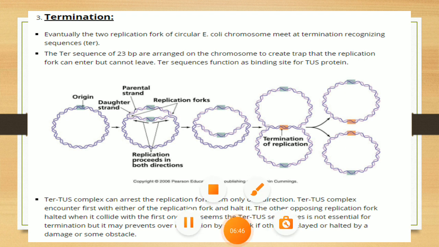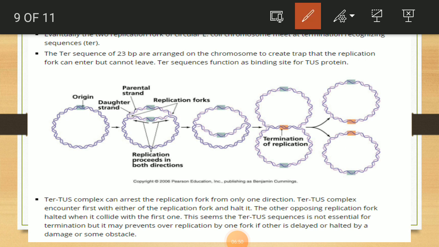Finally is the termination. In termination, eventually the two replication forks of the circular DNA molecule in E. coli stop at the termination recognizing sequence that is commonly known as the Ter sequence. The Ter sequence is 23 base pairs arranged on the chromosome and creates a trap for the replication fork. The sequence is bound by a special type of protein known as Tus protein. The Ter-Tus complex arrests the DNA replication fork in only one direction. The Ter-Tus first encounters either replication fork and stops the replication.